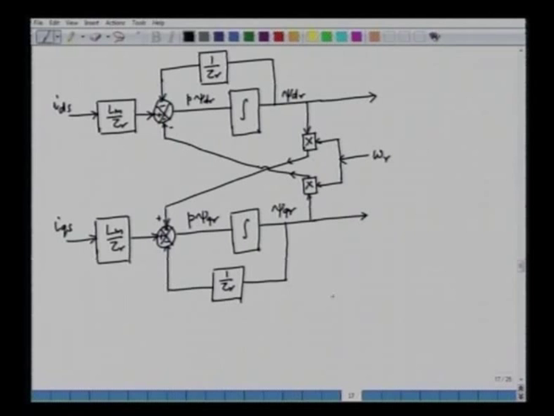So, what we are evaluating here is psi dr and psi qr, and from psi dr and psi qr we can get the information about the flux angle, that is theta e. So, how do you obtain theta e? Theta e can be obtained by taking tan inverse of psi qr by psi dr.